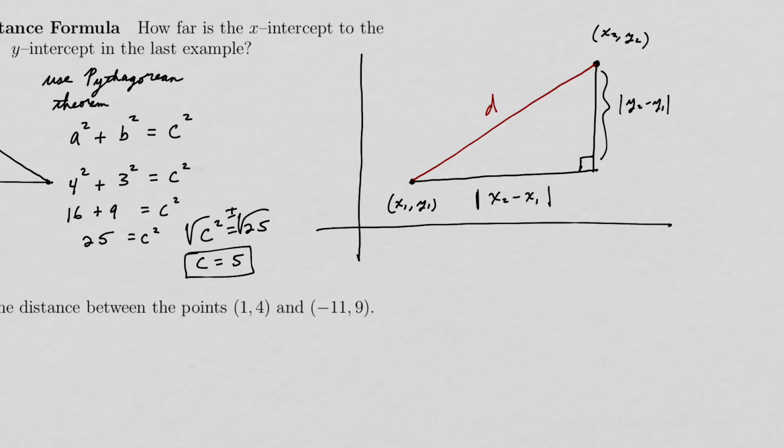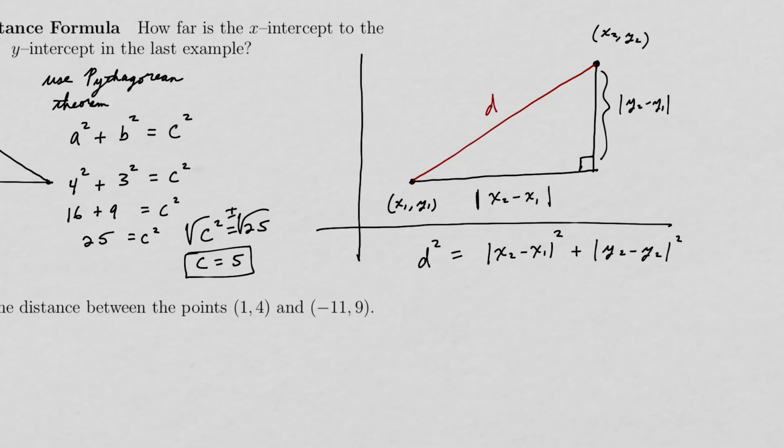So if I use the Pythagorean theorem, then I can say that the length of the hypotenuse squared, d squared, must be the length of one leg or one side squared. So that's, I'll use the difference in the x's here, squared, plus the length of the other leg, squared.